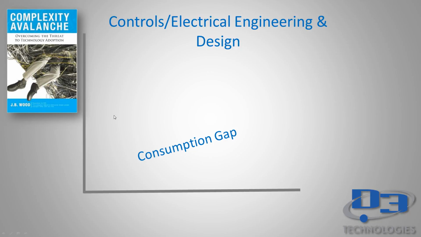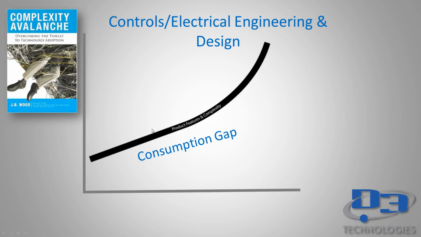In the book, J.B. Wood identifies the curve that you are seeing here as the addition of features and complexity seen in technology products in the last several years. This technology not only relates to the topic we're discussing today of engineering software, but also into industries such as cell phones, automobiles, and even TVs. Now, the lower curve that you're looking at now shows the trend of the end user's ability to consume the features that are being offered without assistance.